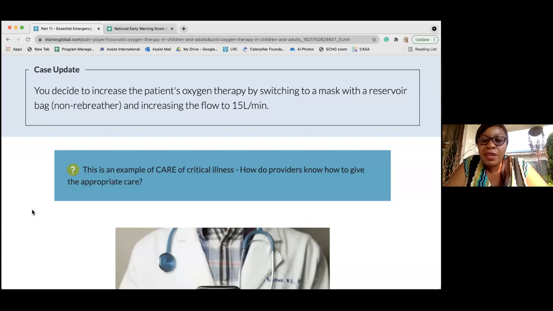We've talked of intervention, we've talked of identification, but how do you know the type of care to give to a patient? It can be quite overwhelming, especially when you're in a COVID isolation center and you've got critically ill patients who have filled up your wards. How do you know which type of care to give to each particular patient?